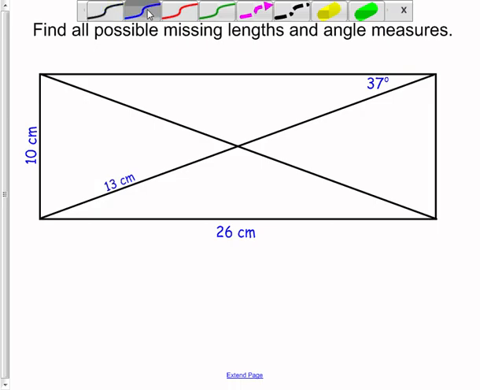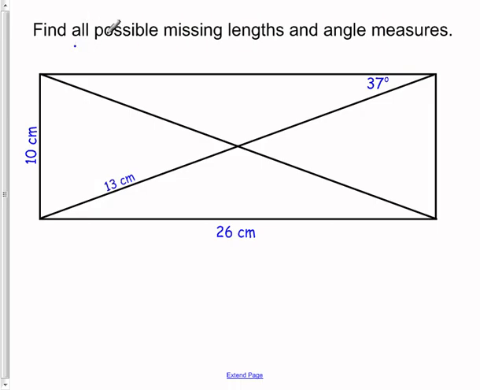So I'll choose blue to do this one. And so what I'm going to do is try to figure out, let's do all the sides first. I noticed that the left side is 10. And that means the right side over here is also going to be 10. So let's write that down, 10 centimeters.